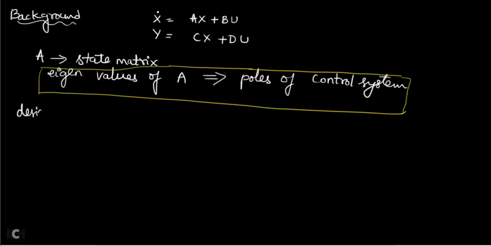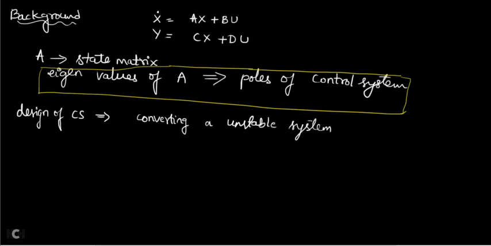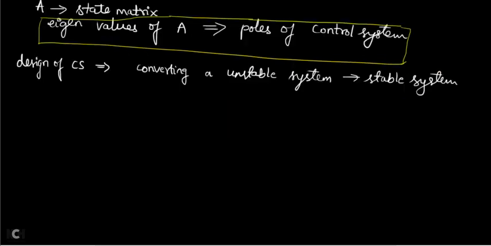So design of a control system means converting an unstable system into a stable control system. Okay, so that is nothing but designing of a control system. Now we need to design a control system. That means we have to convert an unstable system into a stable system. How is this done actually?